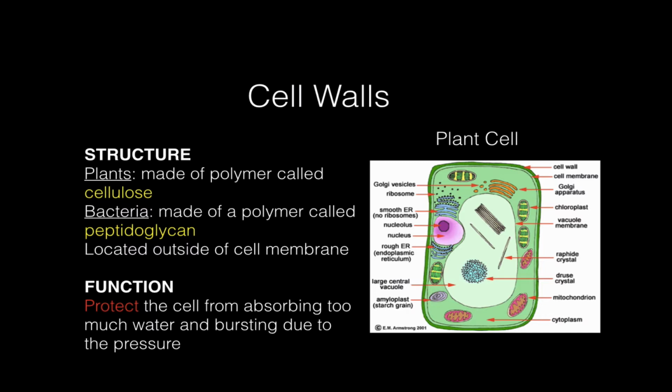Structurally, the cell wall is made up of a polysaccharide called cellulose, so it's related to starch in the sense that it's made up of lots and lots of glucoses, but cellulose is undigestible. Sometimes it's called fiber when it's mixed in with our food.